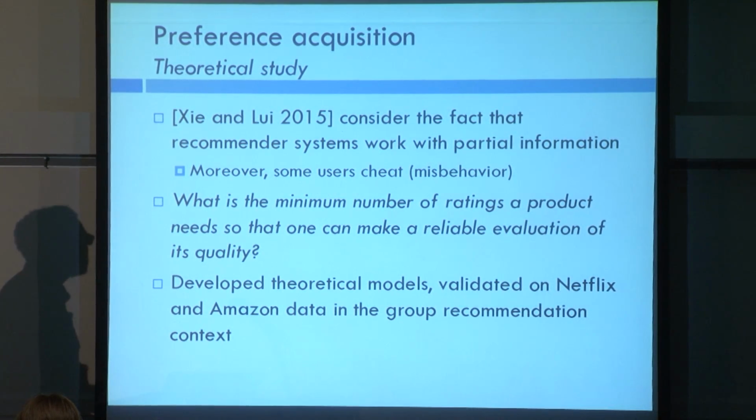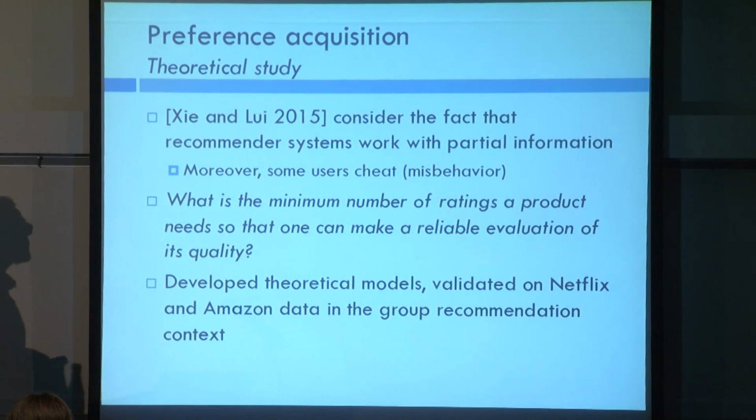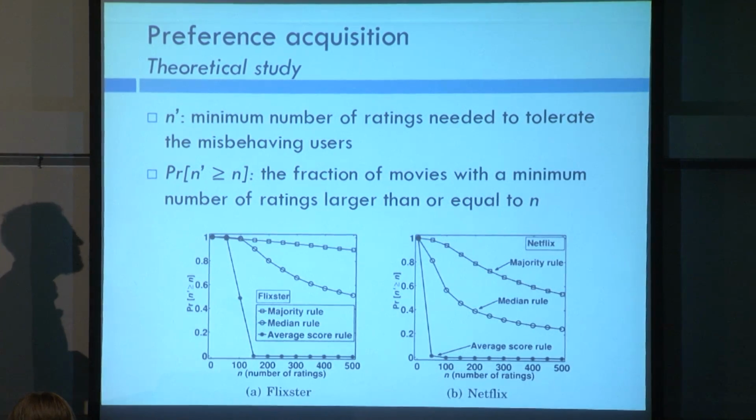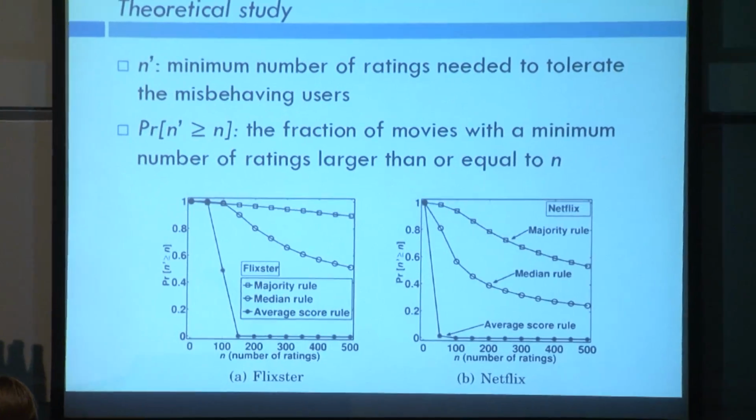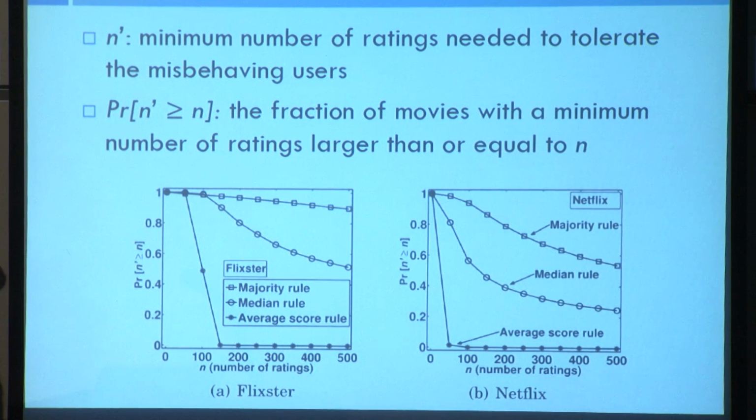The authors developed theoretical models which were also validated on the Netflix and Amazon datasets in the group recommendation context. So if you represent as n the minimum number of ratings that are needed in order to tolerate the misbehaving users, and we analyze the probability of this minimum number of ratings to be higher than n in order to produce reliable recommendations, we can see that the two datasets produce completely different results.